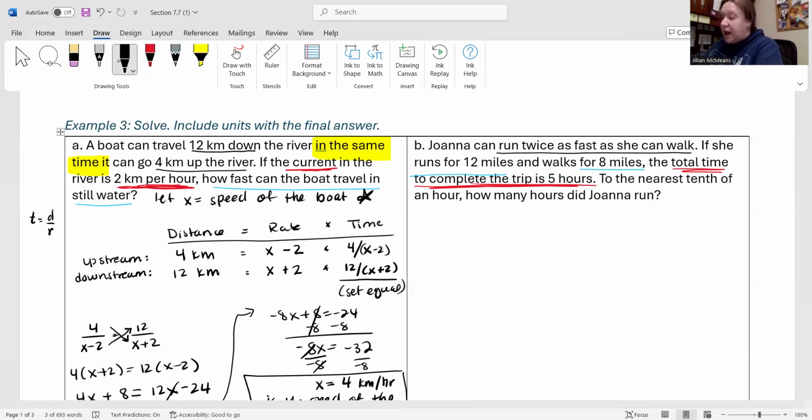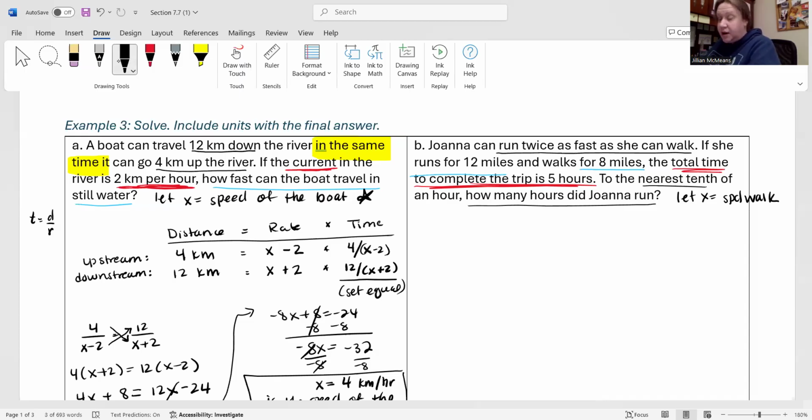And then the question that we actually need to solve is, to the nearest tenth, how many hours did Joanna run? We have a lot going on here, but we also have a lot of information. The first thing we need to do is assign a variable. We have no idea how fast Joanna walks or runs. We know she runs twice as fast as she walks, so we have no information about her running speed. So we're going to let x equal her speed walking.